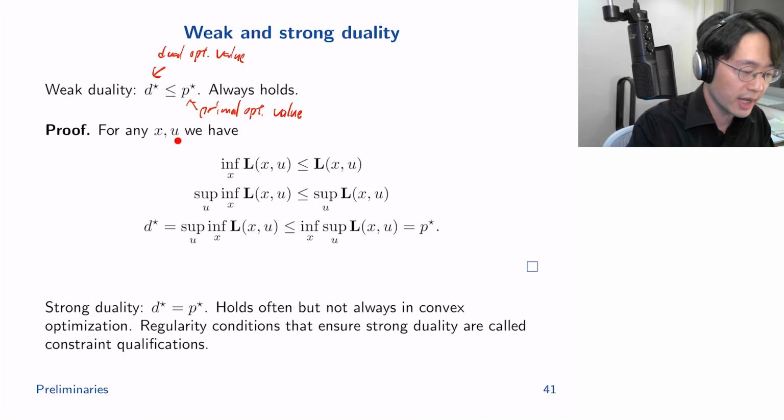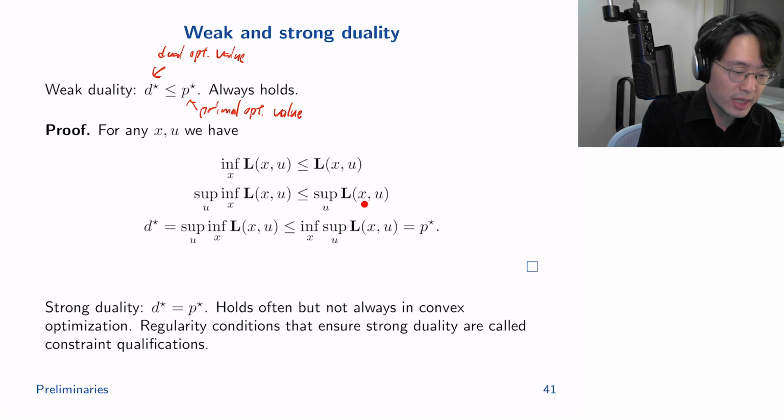Okay, so let's do the proof. For any x and u, the convex-concave loss function L is certainly bigger than or equal to the infimum over x. Then we take the supremum over u on both sides, and that preserves the inequality. Now this term is just a scalar. It's possibly infinite or negative infinity, but in any case it's a fixed value. The x and u variables have all been dealt with, but on the right-hand side we still have the free variable x. So we take the infimum over x here, and that preserves the inequality. So that tells us that sup inf of L is less than or equal to inf sup of L.